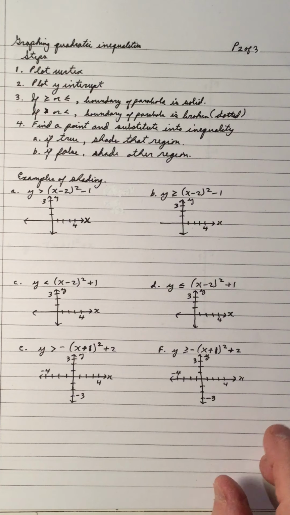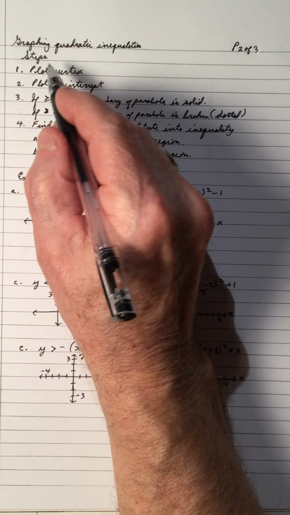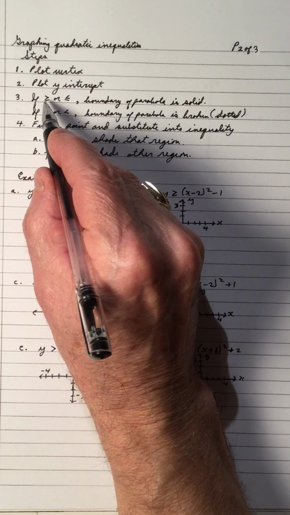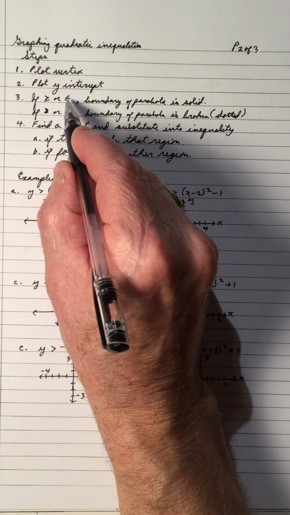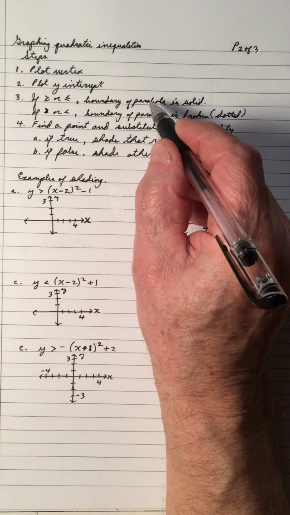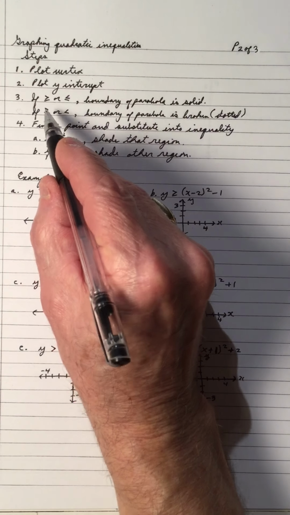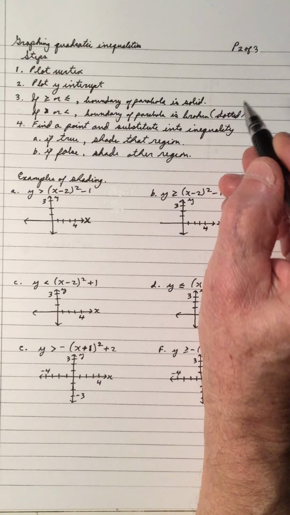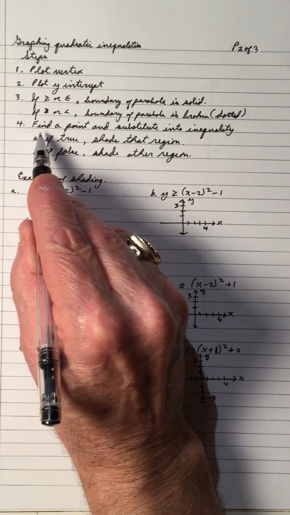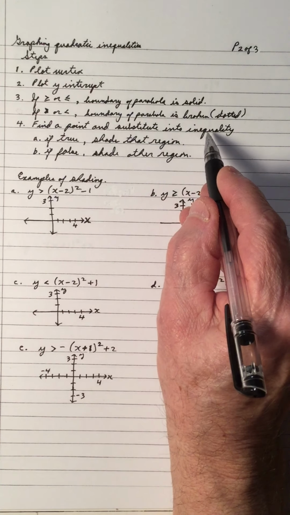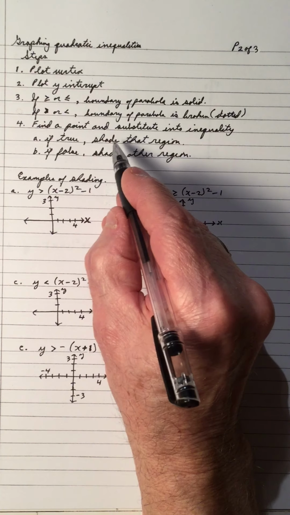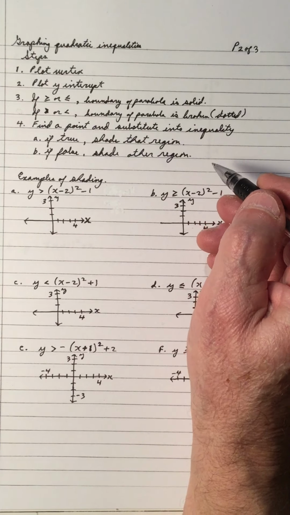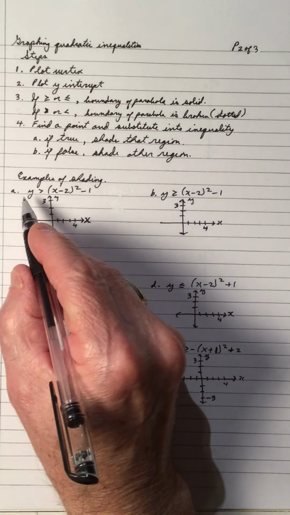Graphing quadratic inequalities, I'm going to follow the steps. Plot the vertex, plot the y-intercept. If greater than or equal to or less than or equal to, the boundary line of the parabola is solid. If greater than or less than, the boundary line is broken or dotted. And the fourth step is find a point, substitute into the inequality. If true, shade that region. If false, shade the other region. And let's do some examples.